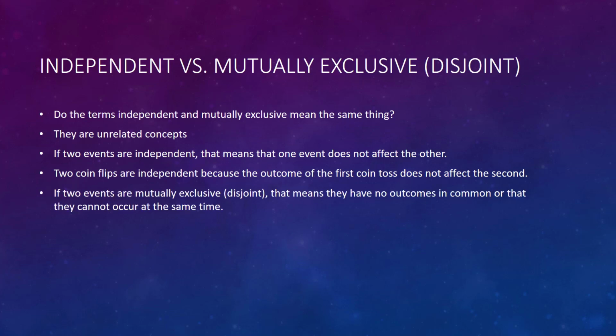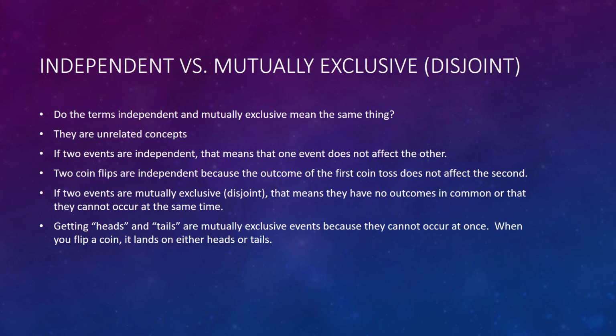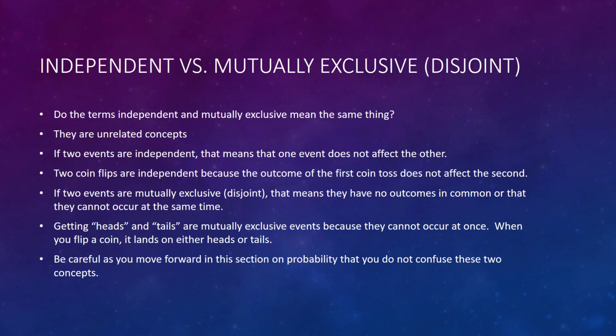However, if two events are mutually exclusive or disjoint, that just means that they have no outcomes in common, or that they cannot occur at the same time. For example, getting heads and tails are mutually exclusive events because they cannot occur at the same time. When you flip a coin, it either lands on heads or tails. Be careful as you move forward in this section on probability that you do not confuse these two concepts.